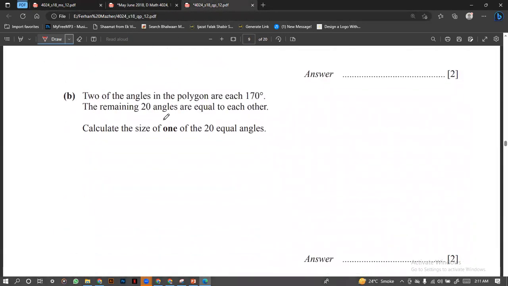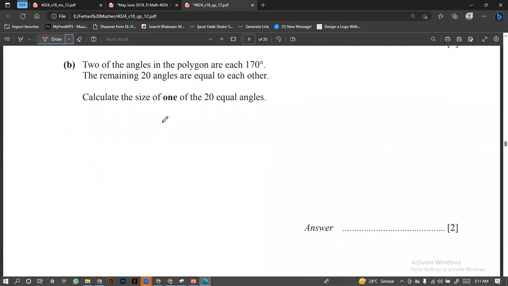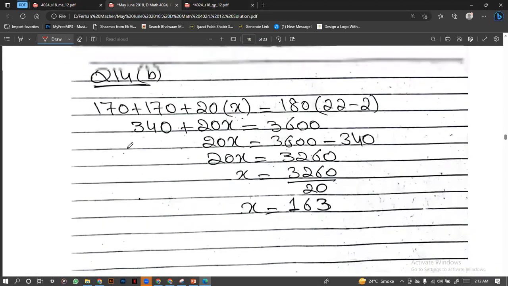Okay, question number 14, and it's B part. Two of the angles in the polygon are each 170 degrees. The remaining 20 angles are equal to each other. Okay, so 170 plus 170 plus 20 multiplied by x will be equal to 3600, because the sum of the internal angles of the 22-sided figure is 3600. So we can find the size of x. So 170 plus 170 plus 20 into x is equal to 180 into 22 minus 2 bracket close. So that is 340 plus 20x equals 3600.